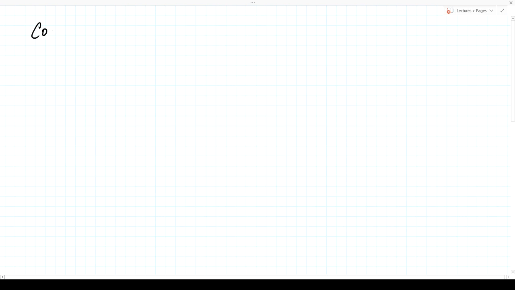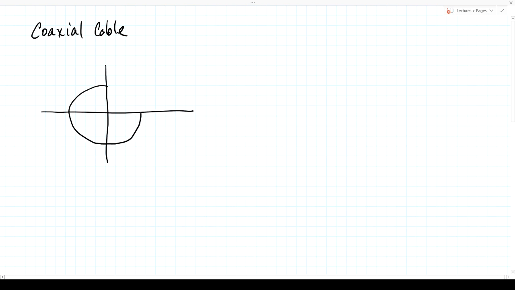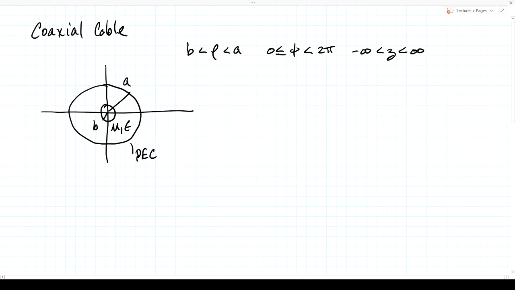Now, an interesting variation on what we've been talking about is coaxial cable. In this case, we've got our cylindrical waveguide of radius a, and then we put a coaxial cylinder of smaller radius, say b, inside. These are both ideally PEC surfaces. In between, we've got material with permeability mu and permittivity epsilon. This is an interesting wrinkle, because the solution domain does not include the origin, rho equals zero. The solution domain is rho from b to a. It's still the case that phi goes from zero to 2 pi, and z can vary over all values, but we exclude the origin.